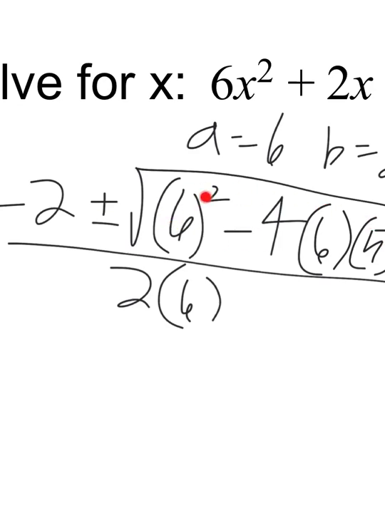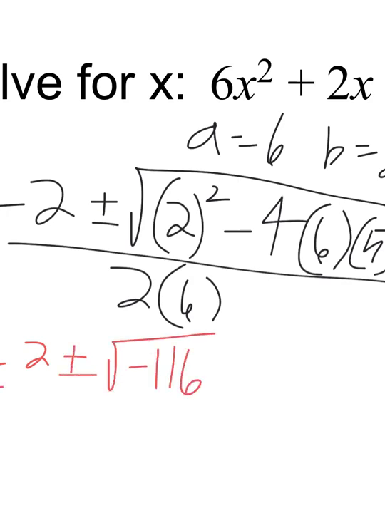6 squared is, oh, it shouldn't say 6 squared because it's b squared, right? So I wrote 6 because that was the a, but b squared is 2 squared. There we go. So I have 2 squared, that's 4, minus 4 times 6 times 5, that's minus 120. So that's negative 116. So I have x equals negative 2 plus or minus the square root of negative 116. And then 2 times 6 is 12.